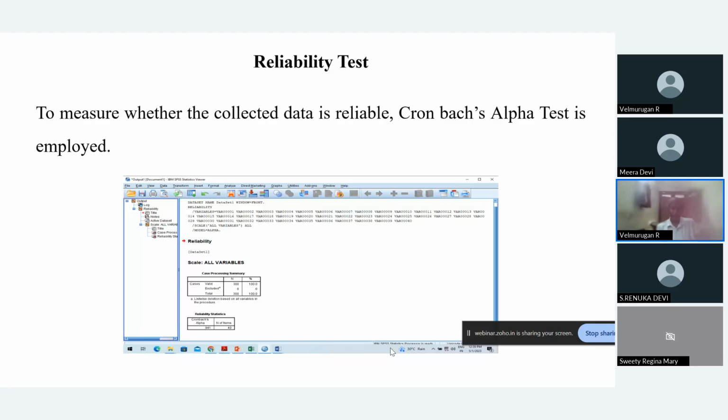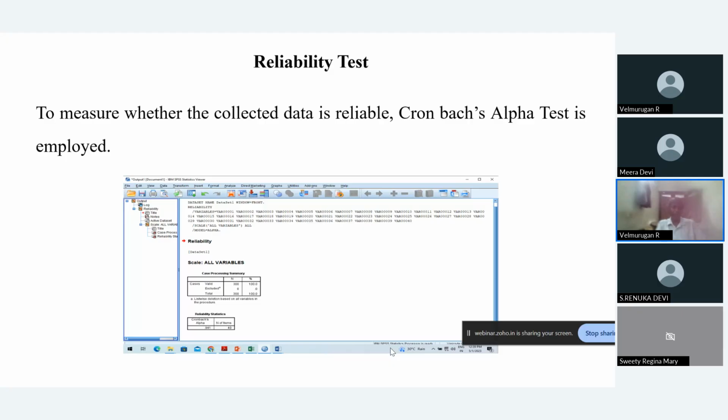What is the statistical tool? This Cronbach alpha. It is available. I hope if the faculty make use of SPSS, you are aware of how to compute the reliability test. So the statistical tool appropriate for measuring reliability is Cronbach alpha.